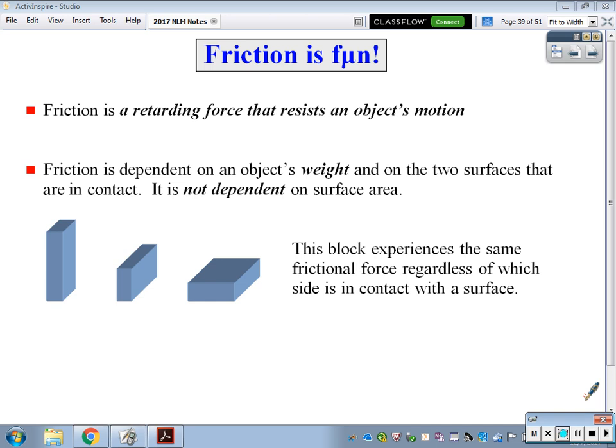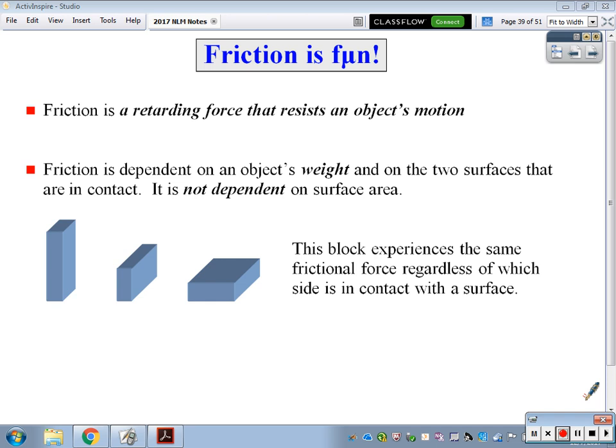Now, friction is dependent on two factors. It is dependent on the object's weight. You want to think of it this way, the friction between two surfaces. Okay? If an object has more weight, it's going to press those two surfaces together more. Okay? That is going to increase the amount of friction that you are going to encounter. And it also depends on the types of surfaces that are coming in contact with each other. Okay? If you have very smooth surfaces, they're not going to have a whole lot of friction as they try to slide past each other.